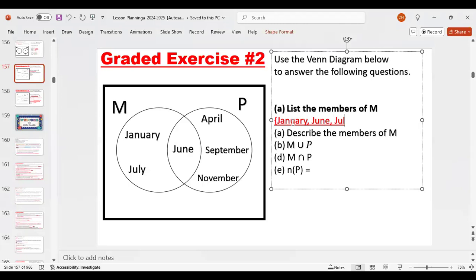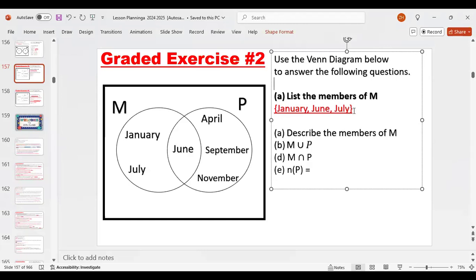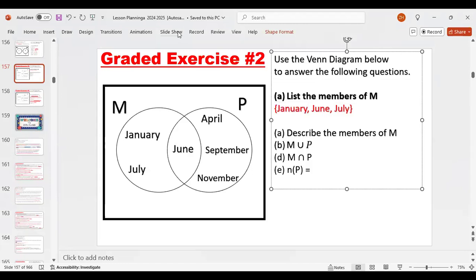How many persons got that? Let me know if you got this correct. I did. Very good. Anyone else got this right? January, June, July. Anyone else? Okay, good. So what do we want? We just want M.